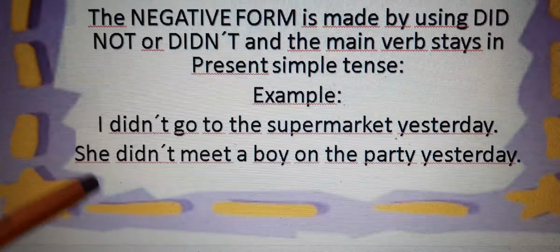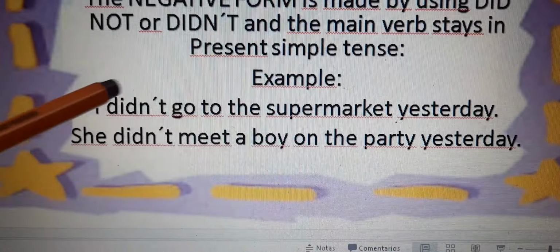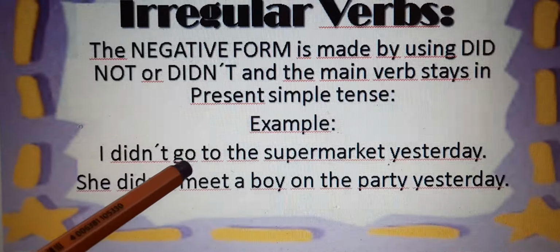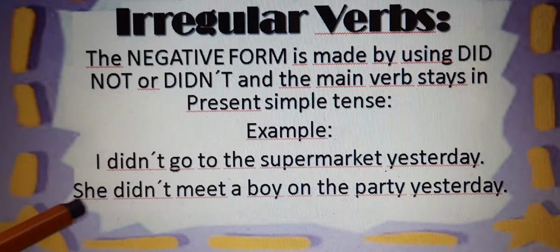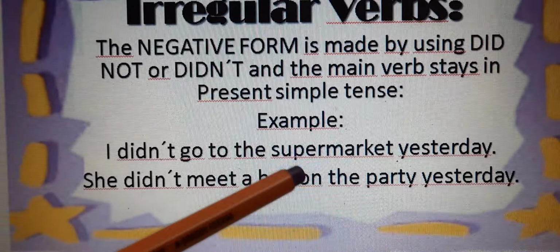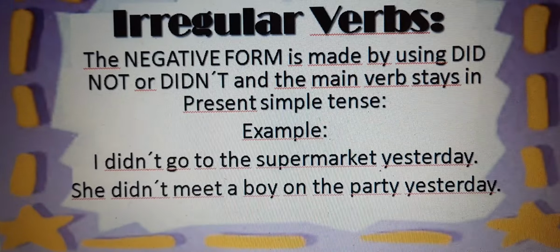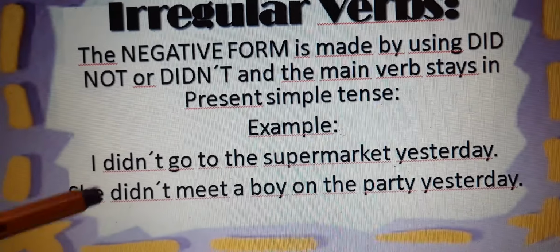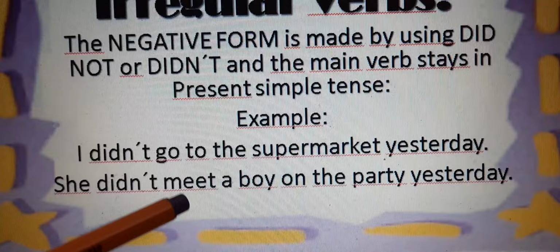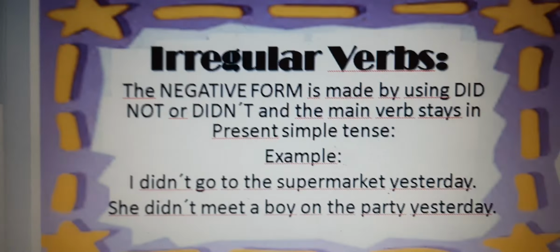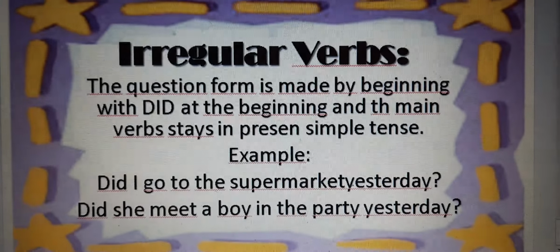¿Qué me lo hace negativo? Y en pasado la palabra didn't. El verbo principal queda en su estado de presente simple normal. She didn't meet a boy on the party yesterday. ¿Qué me lo hace pasado negativo? La palabra didn't. El verbo principal queda en su estado presente simple normal.